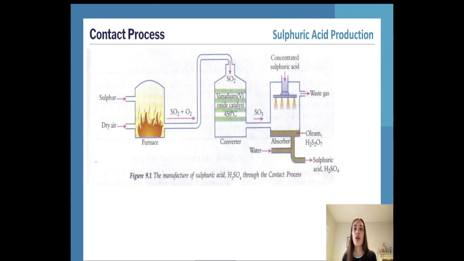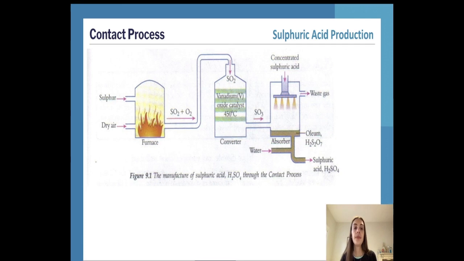So the contact process we can identify is the production of sulfuric acid. It does this by converting sulfur dioxide into sulfur trioxide, which is our main reversible reaction at the heart of the process. It can then also convert sulfur trioxide into sulfuric acid, which will be highly concentrated.